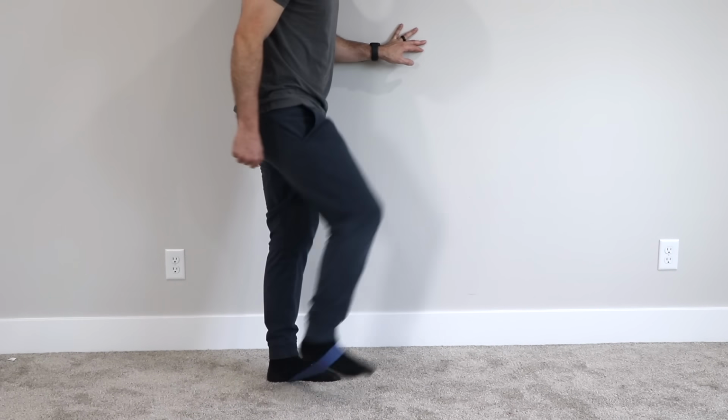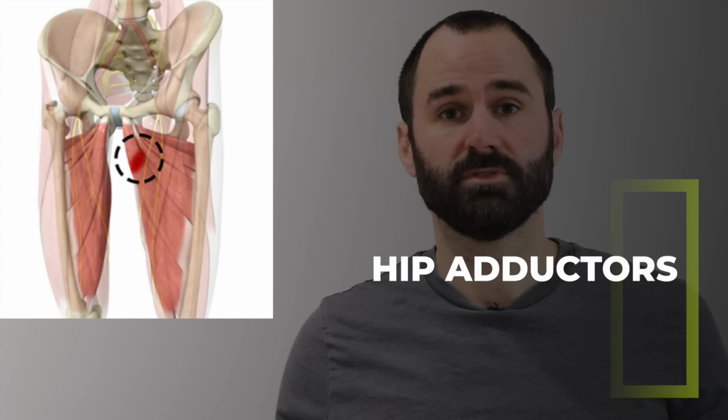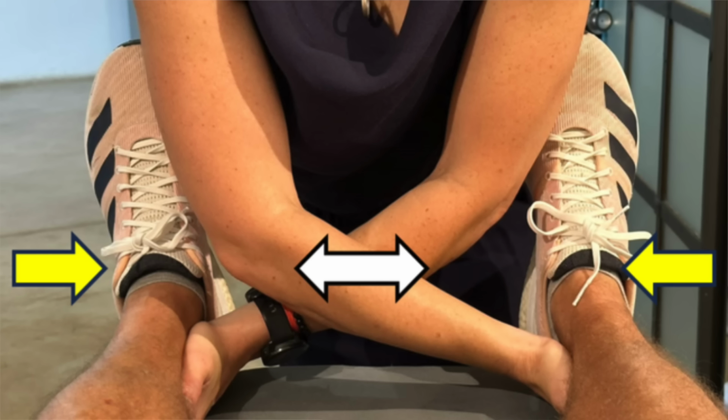The adductor muscle group. So these are most commonly seen in multi-directional sports, and your pain is here. That's the image that we show you. Palpation of the muscle or tendon should reproduce your pain, and the best test for this is the adductor squeeze.